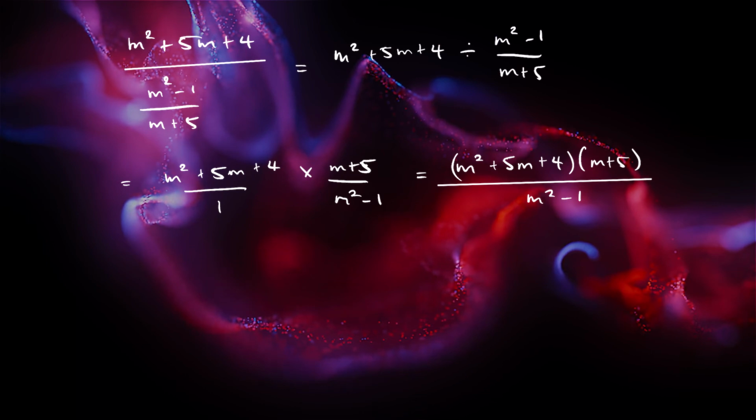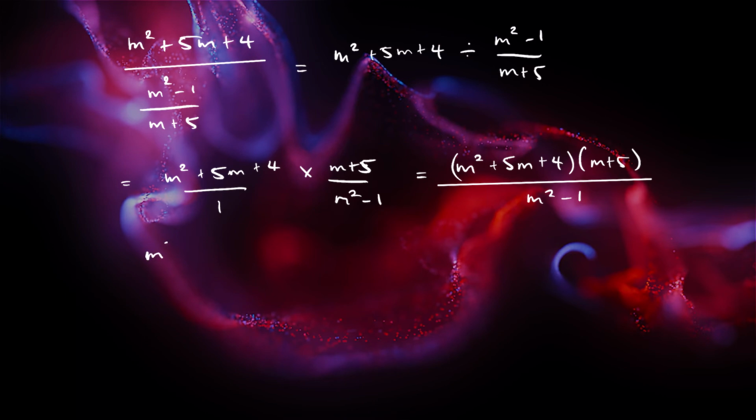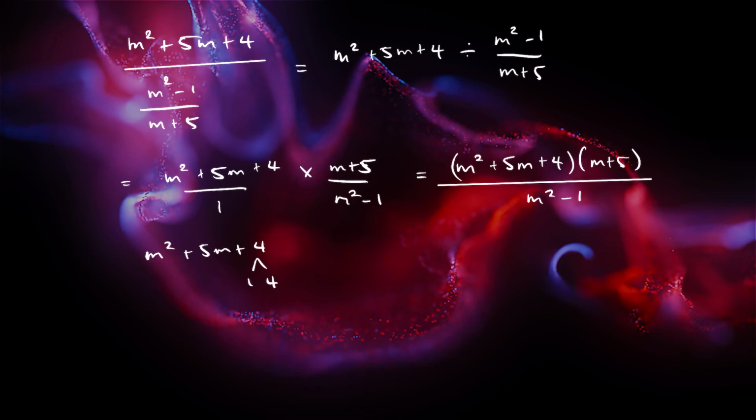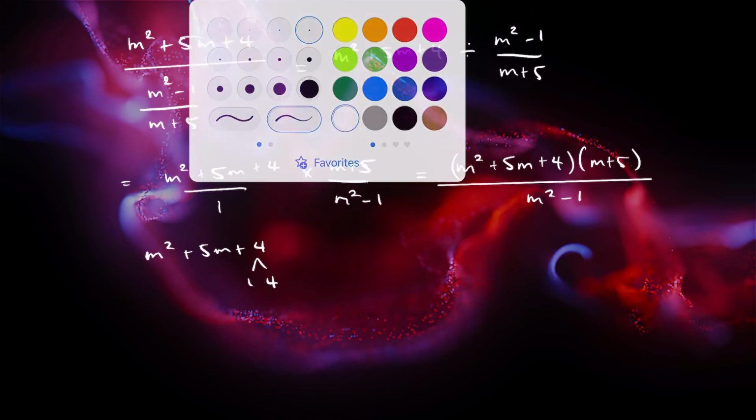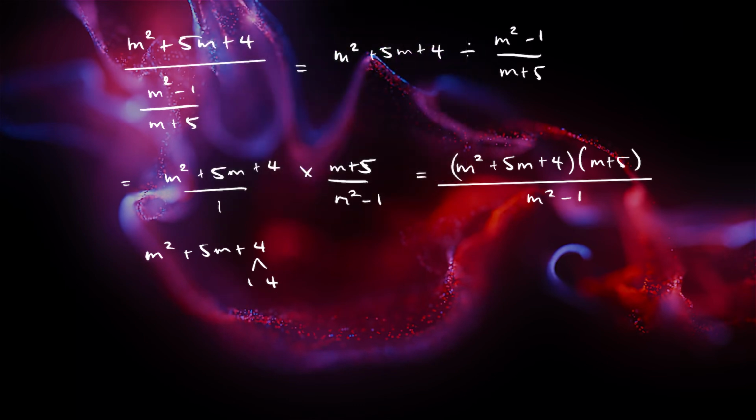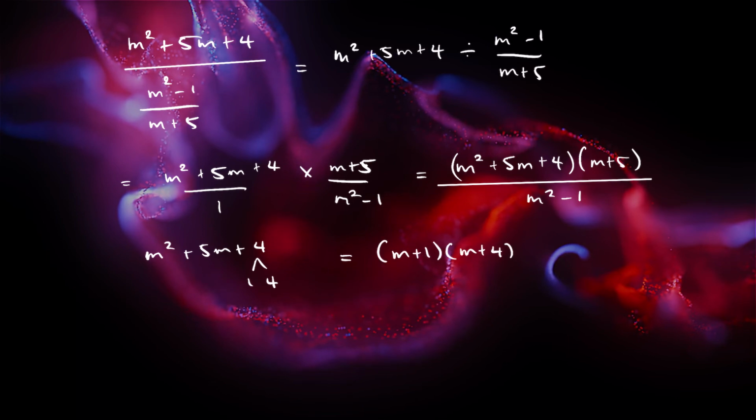Now, let's simplify this polynomial here. So let's factorize it even further. So we're going to get 3 brackets. If we have m squared plus 5m plus 4, we have 1 and 4, so 1 times 4 gives us 4, and 1 plus 4 gives us 5. So this is the couple of numbers that we want. So this is the same as (m plus 1)(m plus 4)(m plus 5).